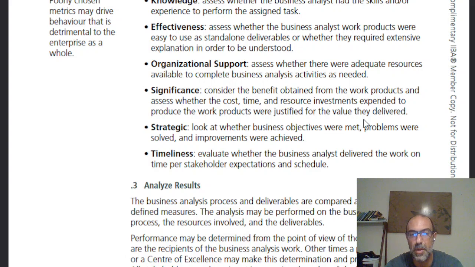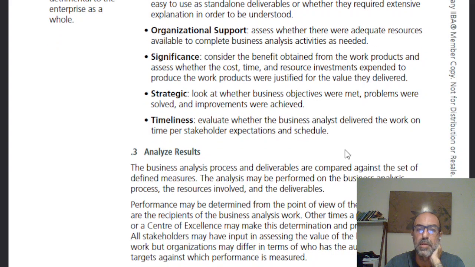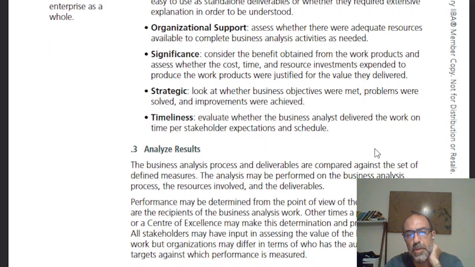Does it matter? Consider the benefit obtained from the work products and assess whether the cost, time, and resource investment expended to produce the work products were justified for the value they delivered. So basically, whatever it is we're working on, does it matter? Strategic: look at whether business objectives were met, problems were solved, and improvements were achieved. Amazing. Timelines: evaluate whether business analysts delivered the work on time per stakeholder expectations and schedule.